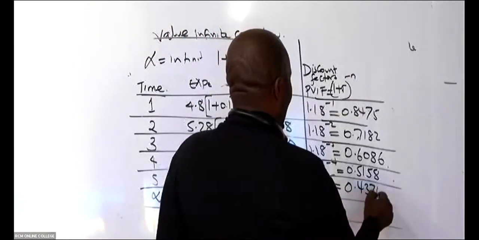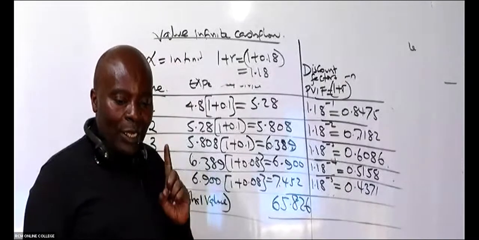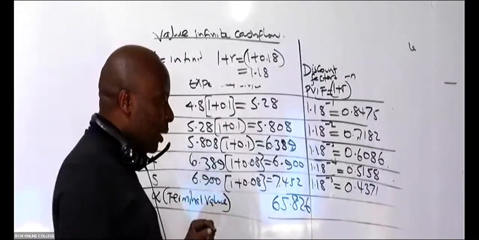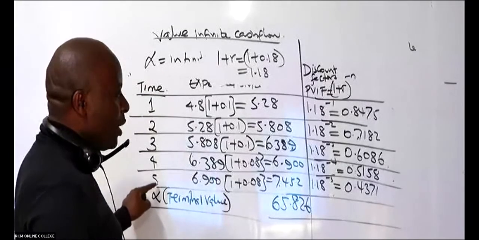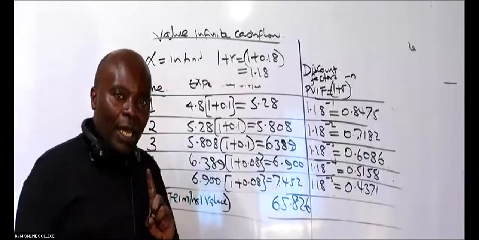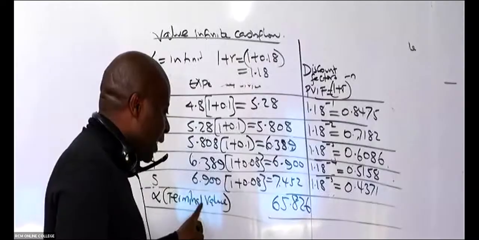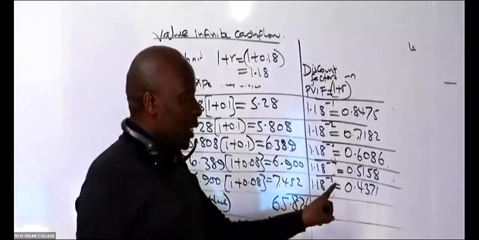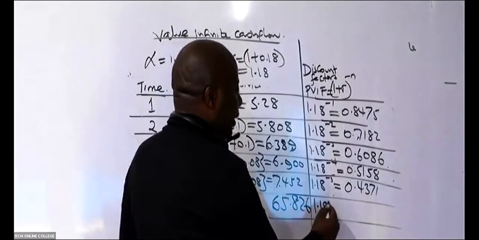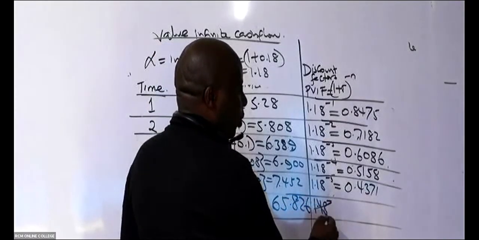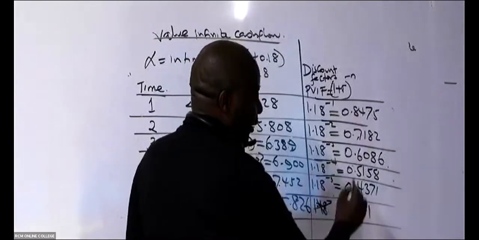Now, please listen. This is where so many students go wrong. Remember, there is nothing like growing after this. End of year 5 is the end factor for everything. Given that this is a terminal cash flow, you can't come and say 1.18 raised to negative infinity. No. So we normally repeat this number.